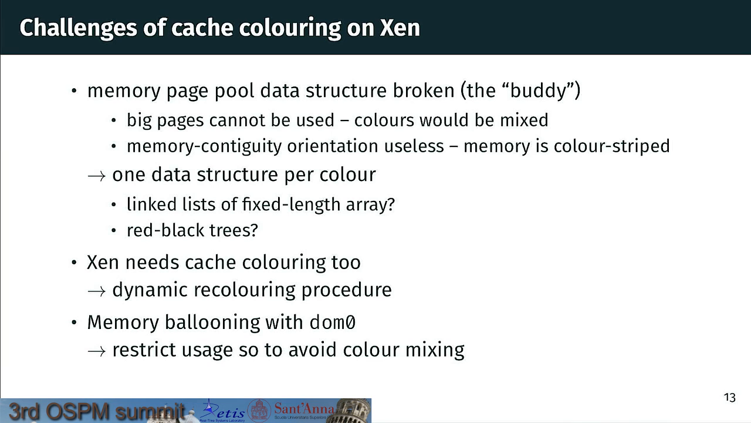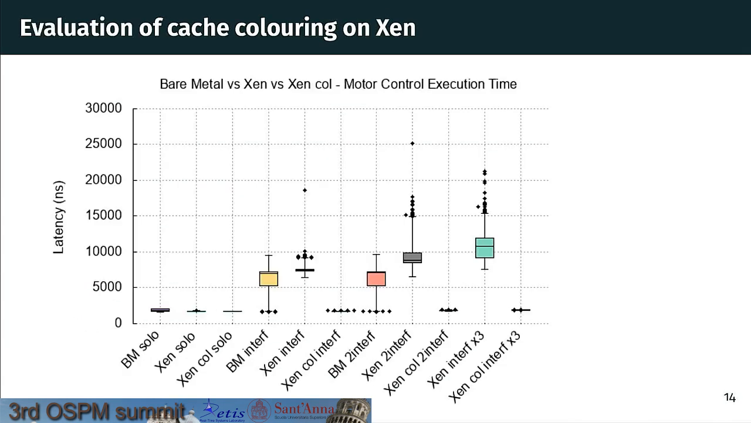One last easy thing is to manage the ballooning. Of course, it should not mess with our colors. Here, I'm showing you a few numbers. Those were taken on Xen, and I'm comparing what happens between three configurations: bare metal, on top of Xen, or on top of a colored Xen.